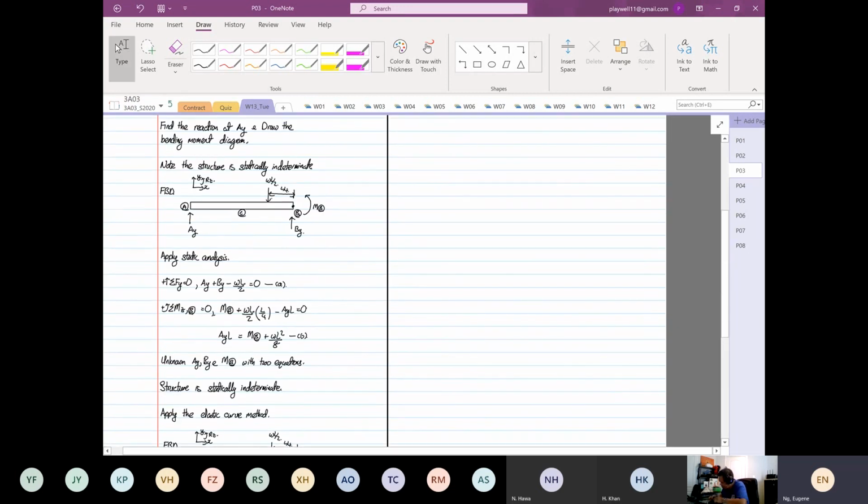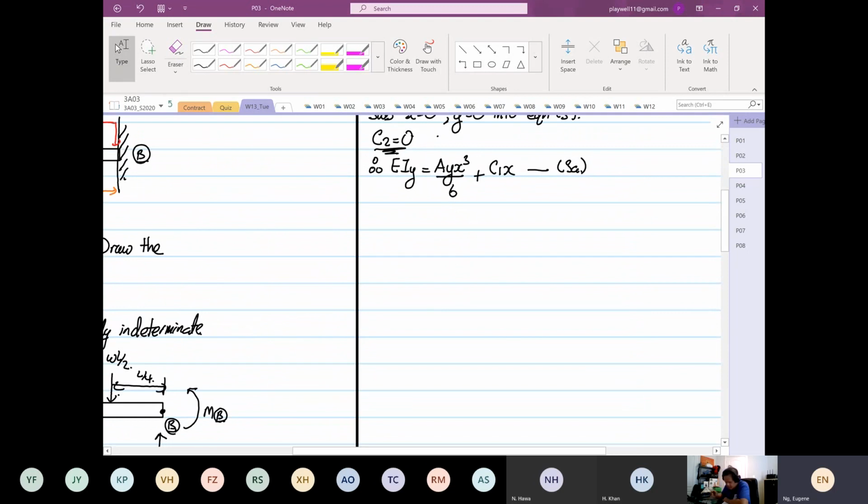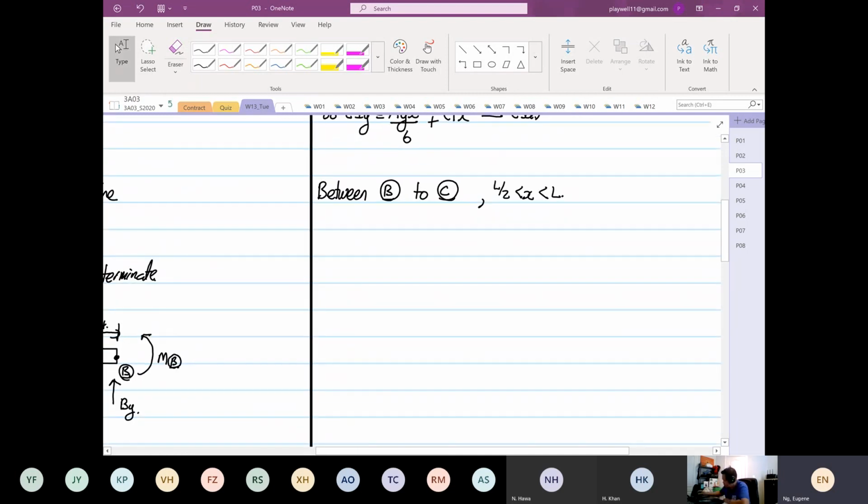Now next we go for between. So we are going to look at between point B to point C. So the limit changes now. So now it's L over 2, so this is equal to L over 2 to x, and we'll go to L. Okay, so now I'm going to draw the diagram again. We're going to use positive shear, positive bending moment.